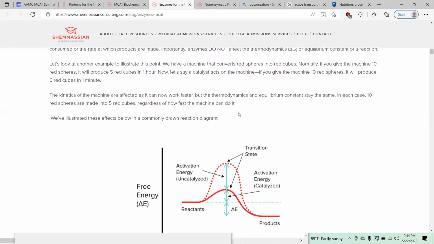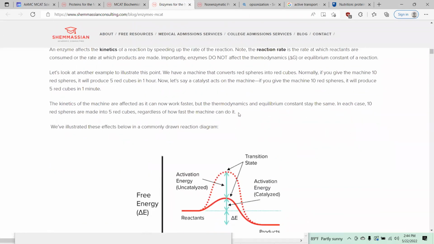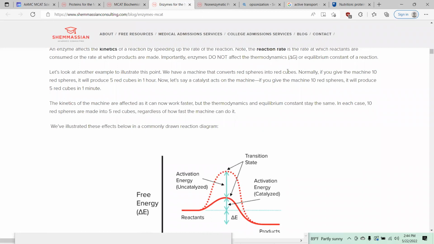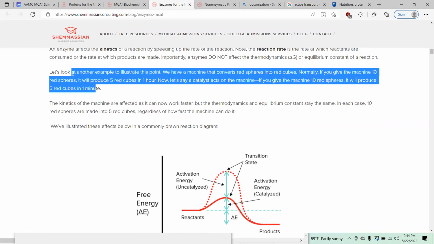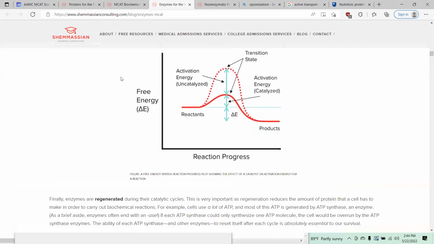So here they're giving us another example. We have a machine that converts red spheres into red cubes. Normally, if you give the machine 10 red spheres, it will produce 5 red cubes an hour. Now let's say a catalyst acts on the machine. If you give the machine 10 red spheres, it will produce more. This is kind of a weird example, but they're basically just saying it happens faster in very convoluted terms.